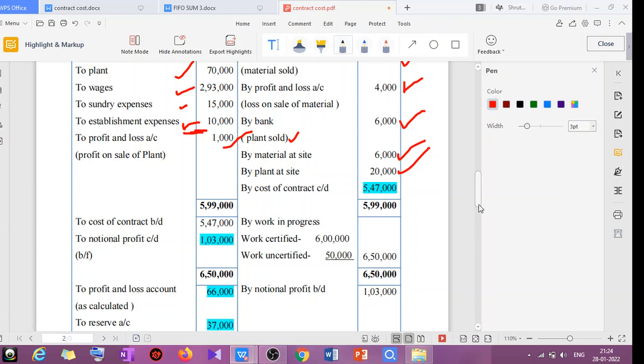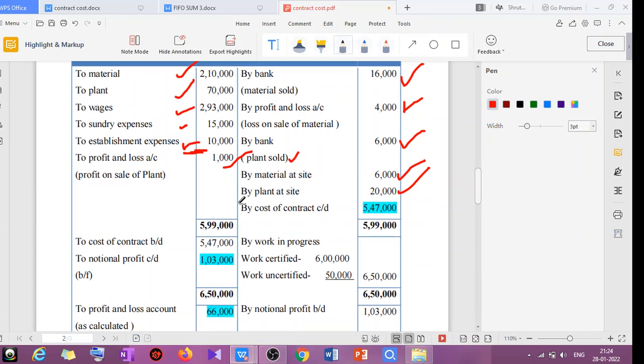You have to total here. Okay, after this, total it and see which side is more. The debit side is more, the credit side is less. The debit side has all the expenses, the credit side is the cost. Okay, the cost of the contract is 5,47,000. Got it? That will be brought down here.